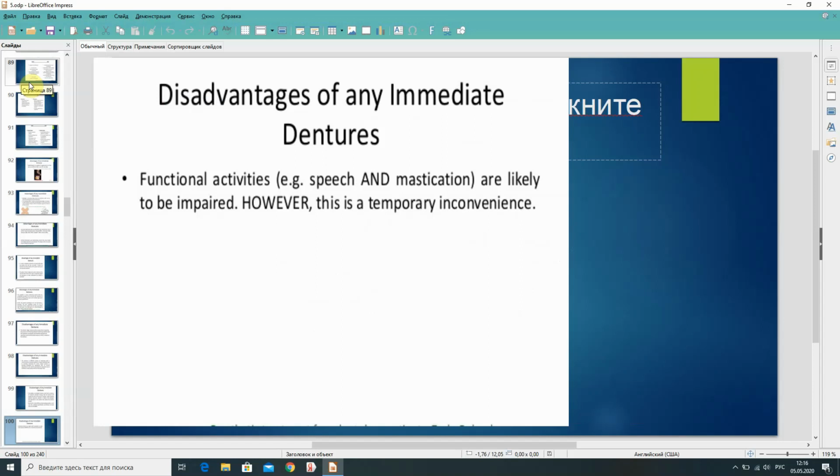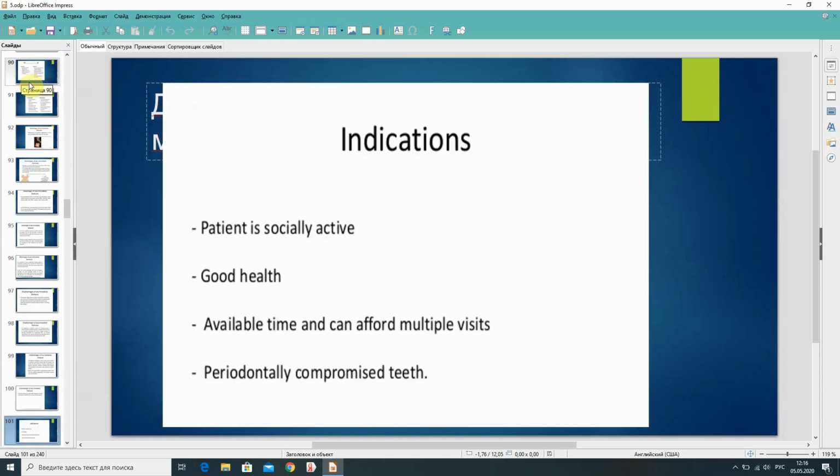Disadvantages of any immediate dentures. Functional activities are likely to be impaired, however, this is a temporary impairment. Indications: patient is socially active, in good health, values time, and can afford multiple visits, periodontally compromised teeth.